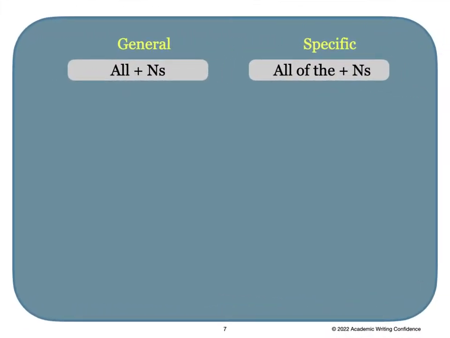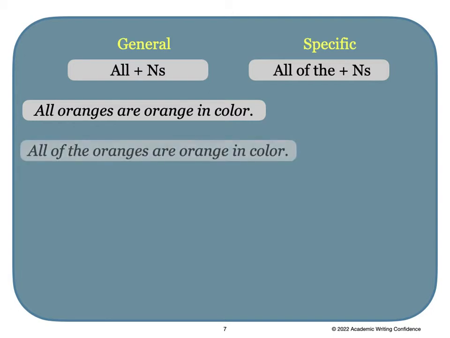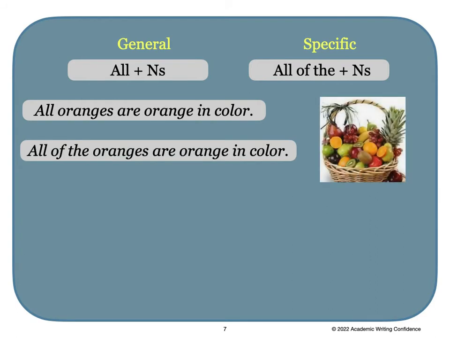Let's compare these two types of sentences. One which is used when we're talking about general items, and the other when we were speaking of specific items. All oranges are orange in color. This is the general use. All of the oranges are orange in color. In this sentence, we're talking about specific oranges, perhaps in a basket of fruit that includes other kinds of fruit and other colors of fruit.